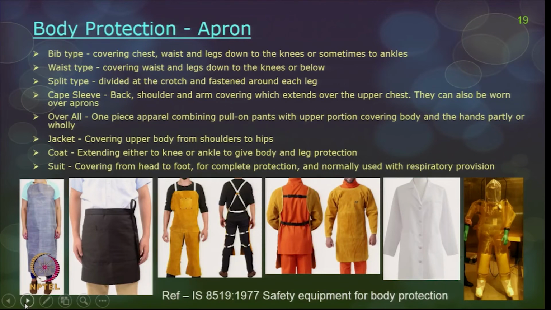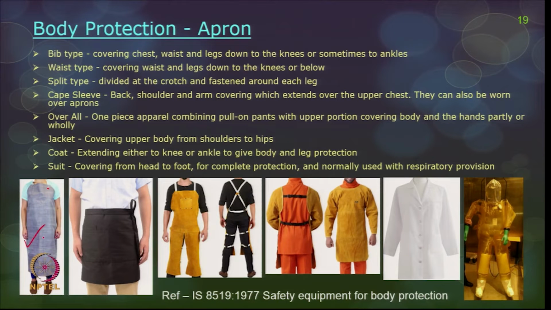Next, we will talk about the full body protection. It talks about clothing. Clothing we will discuss next. First, we will talk about the apron. So, apron, again there are so many types of apron, starting from bib type, waist type and so on. So, we will discuss one after the other. First one is bib type.